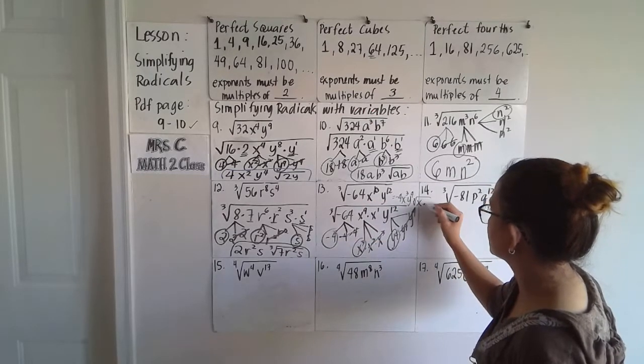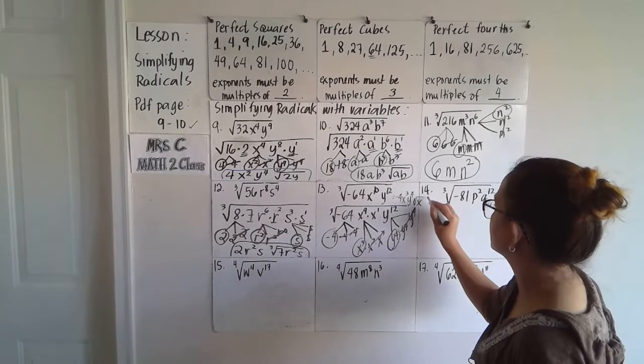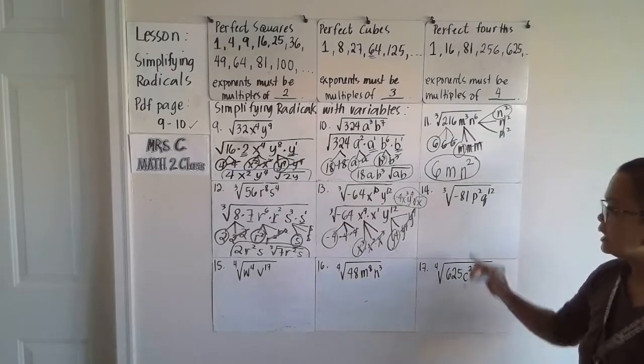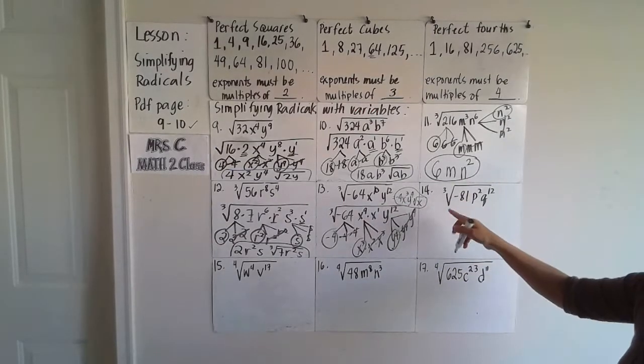So x, that's it, cube root of x. So this is the answer for that. All right. Next, number 14. So 14 is still cube root.